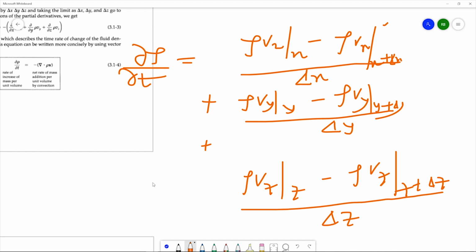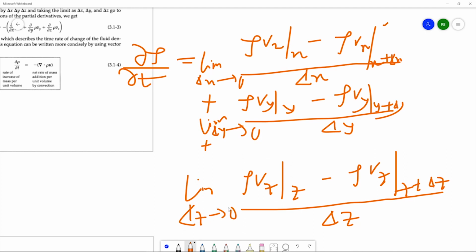Now just take limits. If you take limits, delta x tends to 0, delta y tends to 0, delta z tends to 0, right? So what you'll get?